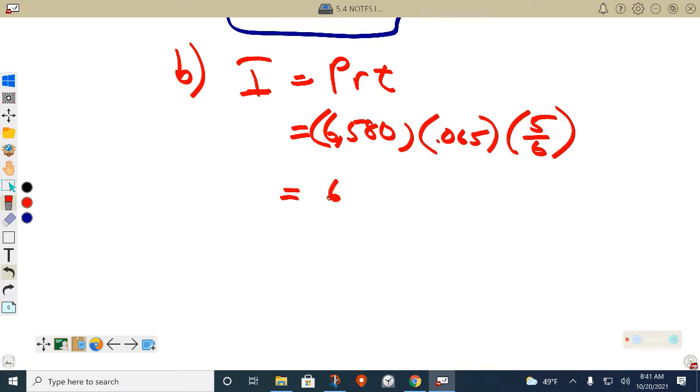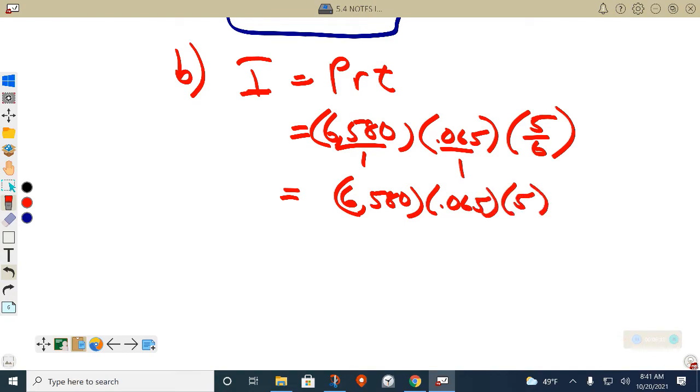Here we go. 6,580. Don't put everything over 1 because I'm dealing with a fraction. So 6,580 times 0.065 times 5, all divided by the denominator times denominator times denominator. 1 times 1 times 6 is 6, so the denominator will be 6. So I'm going to type all that in my calculator now. You with me, Valencia?